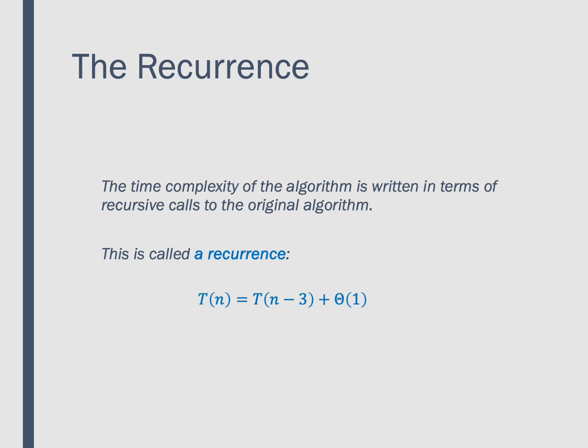So basically, in summary, a recurrence is a mathematical way of expressing the runtime of a recursive function. It defines the time complexity T(n) as a relationship between the time required for the recursive calls and the additional work done outside the recursive call. In this case, the first one is T(n-3) and the second one is theta(1).